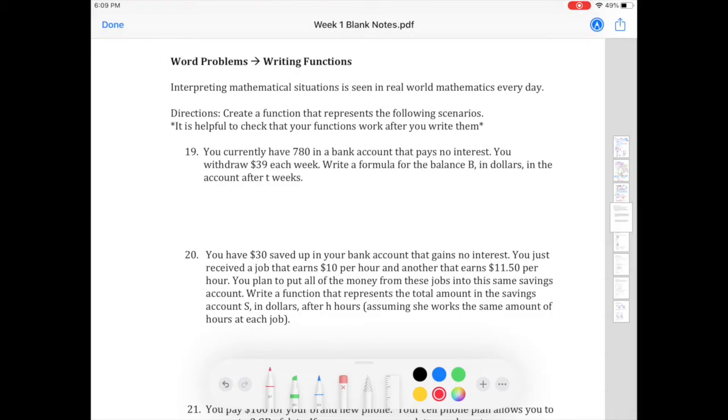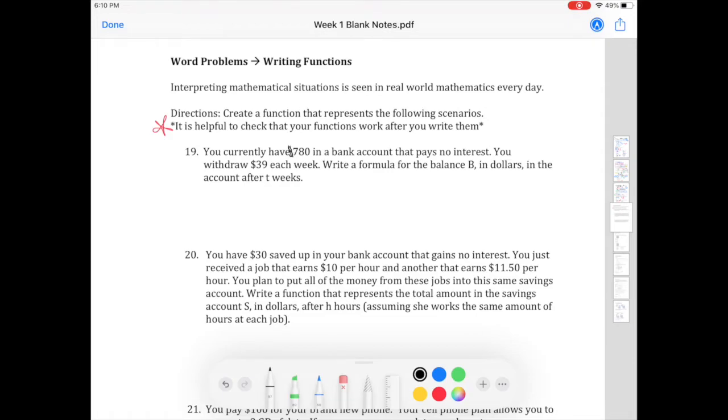Not so bad. All right, again, moving right along. We're going to get into word problems. Everyone hates word problems. They're not so bad. So interpreting mathematical situations is seen in real-world mathematics every day. Directions: create a function that represents the following scenarios. It's helpful to check that your functions work after you write them. So that's huge. So let's get right into number 19.